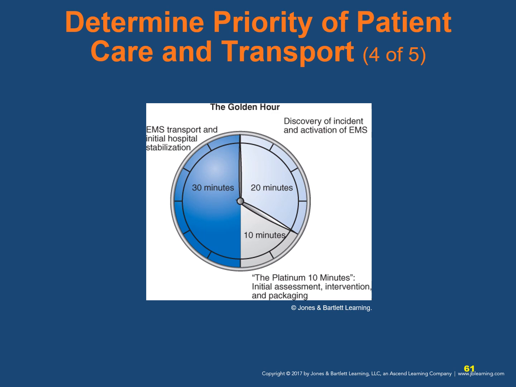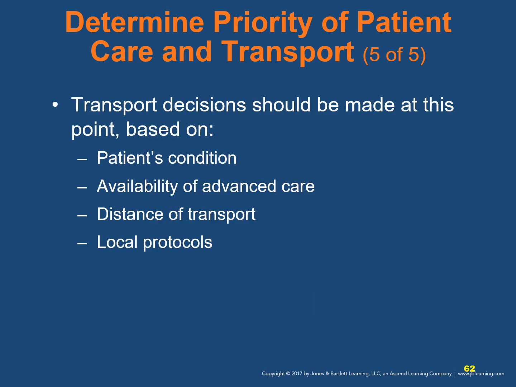The illustration on this slide represents the golden hour, or the golden period. Transport decisions should be made at this point. Some patients will benefit from immediate transport while others are better served on scene. Transport decisions are based on the patient's condition, availability of advanced care, distance of transport, and local protocols.